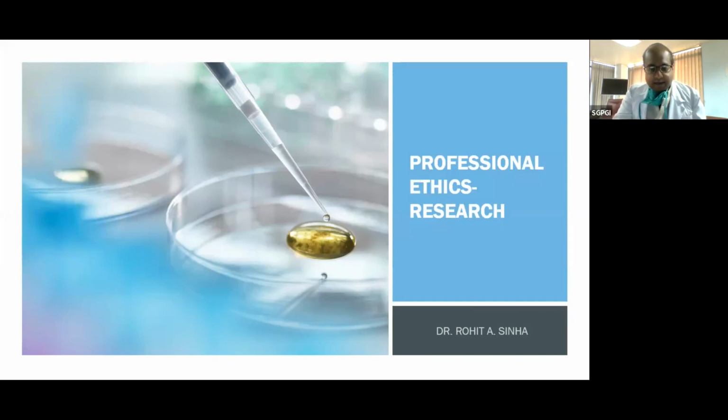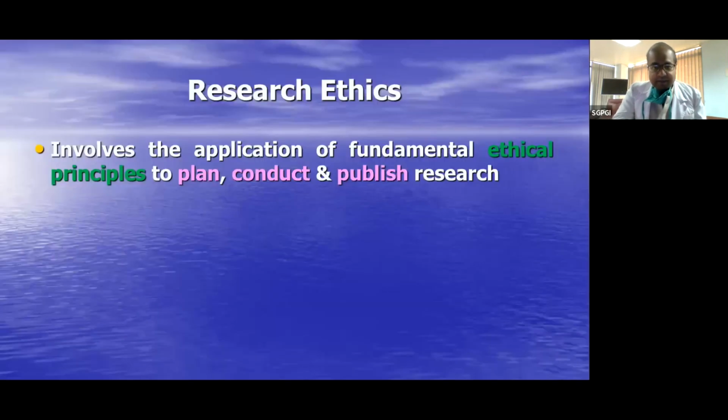So I'll try to cover briefly some of the main aspects of ethics in human research and animal research, and most of my part will be focused on the ethics involved in the publication of research. So to start with, what is research ethics? Research ethics involves the application of fundamental ethical principles to plan, conduct, and publish research. So you need to understand the ethics of how to plan the research, how to conduct it, either in humans or animals, and finally how to publish. Because without publication of your research, it doesn't have meaning, because it doesn't have any implication in public health.